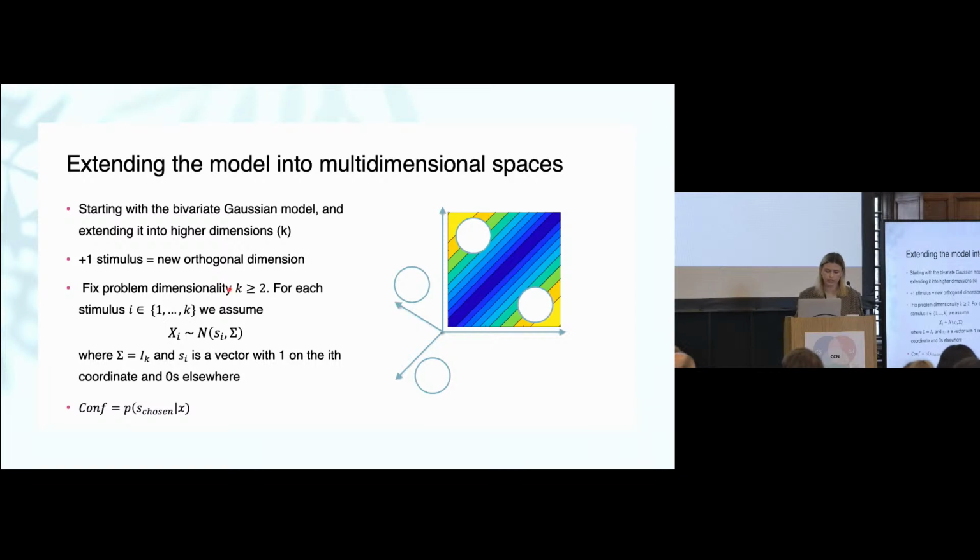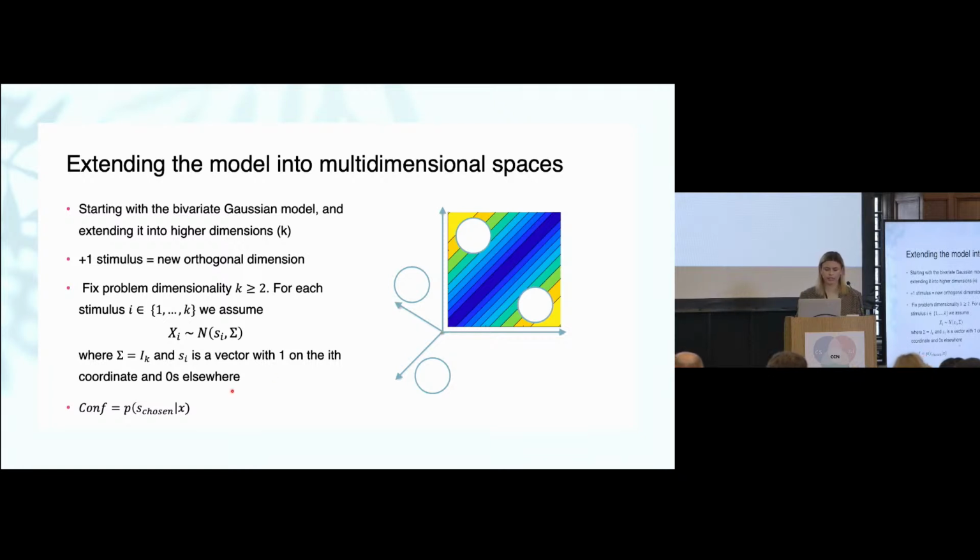So we fix dimensionality k, that must be at least 2. And for each stimulus Si from 1 to k, we assume that they follow this k-dimensional Gaussian distribution around the mean of Si, where Si is a vector with 1 on the i-th coordinate and zeros elsewhere, and sigma is a variance-covariance matrix that we assume to be an identity matrix. So we basically assume that all our stimuli are equidistant from the origin, they have the same variance, and all the dimensions are independent.